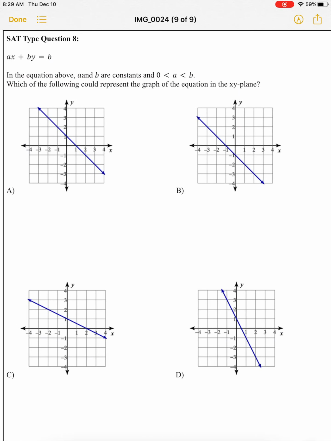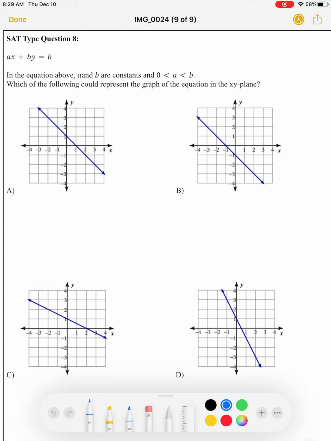And the last problem for today, question 8. ax plus by equals b. In the equation above, a and b are constants, and 0 is less than a, which is less than b. Which of the following could represent the graph of the equation in the xy plane? Well, first, whenever we're graphing lines, we want them to be in slope-intercept form. So that means getting y by itself.